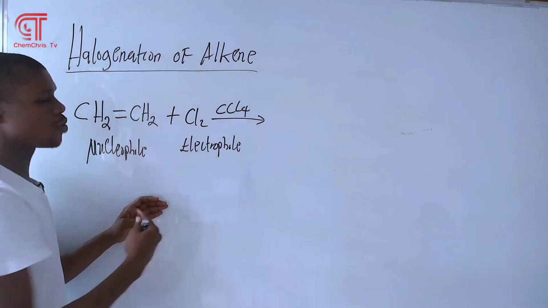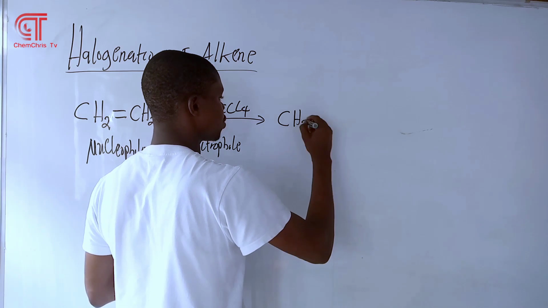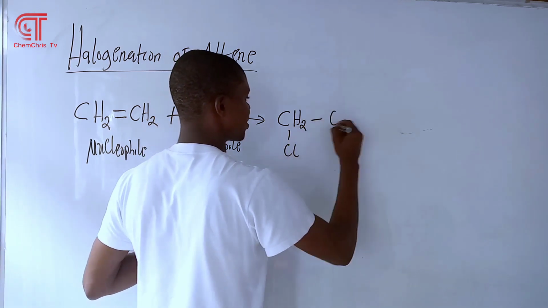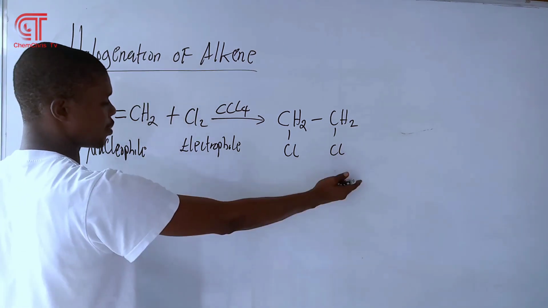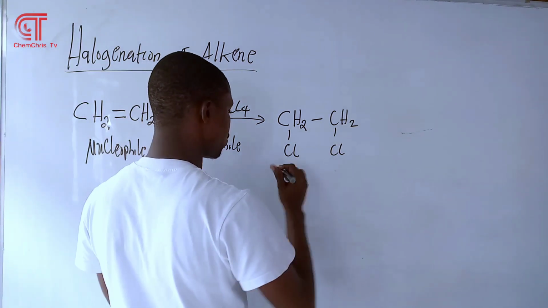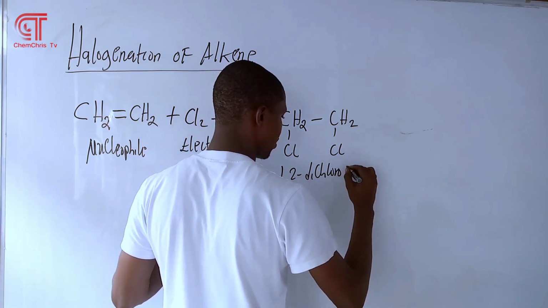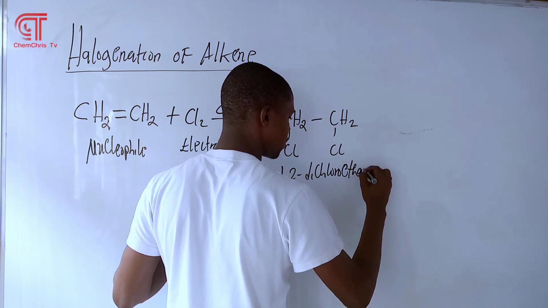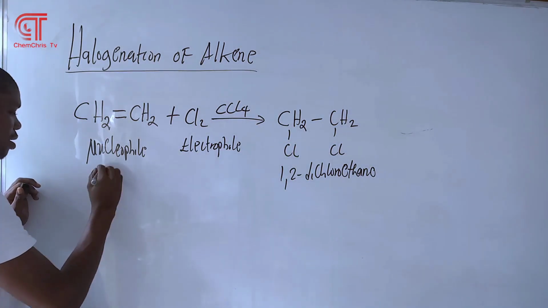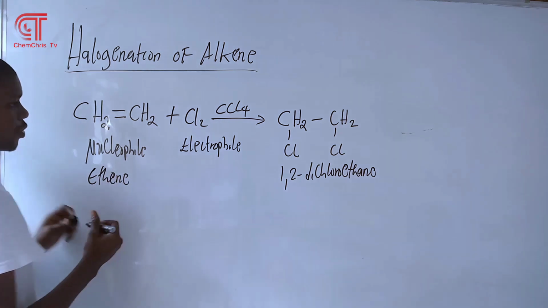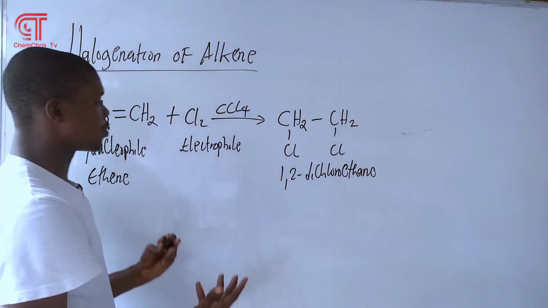and one of the chlorine atoms will be added here, just like the way we added two hydrogens. So here we have CH2Cl, CH2Cl. So this is the reaction. We have 1,2-dichloroethane. This is called an alkyl halide, and this is called ethene. This is a typical example of a halogenation reaction. Now let's look at another one.